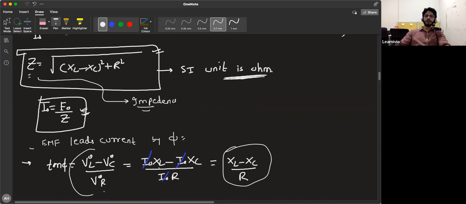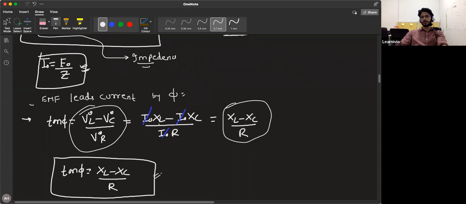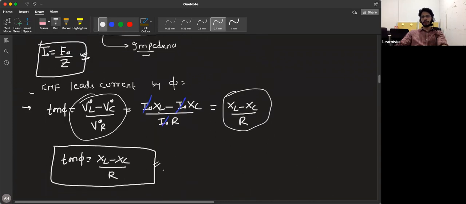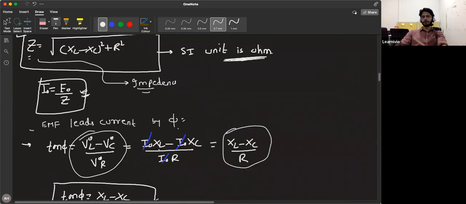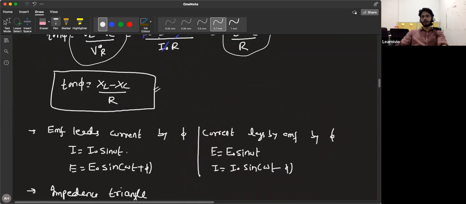So you should remember these two expressions for the phase difference. You can get a question in terms of voltage, or you can get a question in terms of XL, XC, and R also. On the next equation, tan phi is XL minus XC by R. Now, you know that EMF leads current by a phase difference of phi. So I is I naught sine omega t, E is E naught sine omega t plus phi. So current lags EMF by a phase difference of phi.